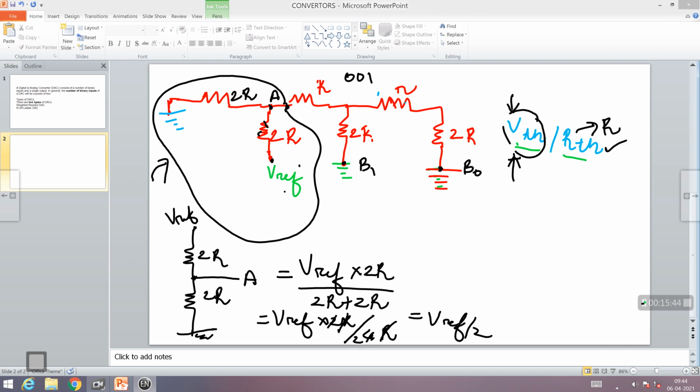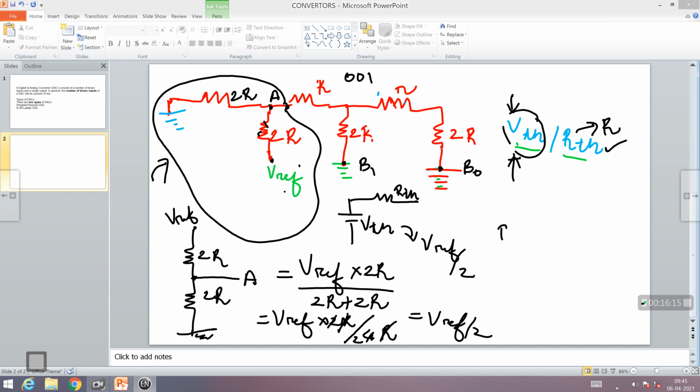And that's not the only thing. You have to replace this circuit. What you have to do is Thevenize this portion encircled in black. So in my Thevenin's equivalent circuit, I need a VTH to replace the entire circuit, and I need an RTH. VTH you already found out as Vref by 2 to replace this entire network.